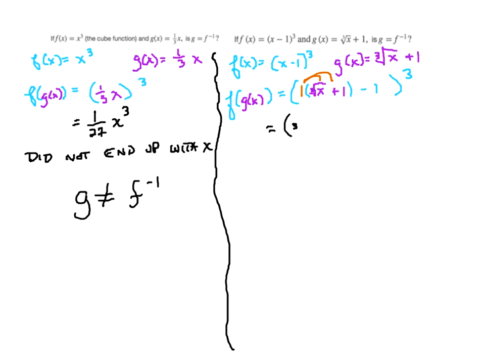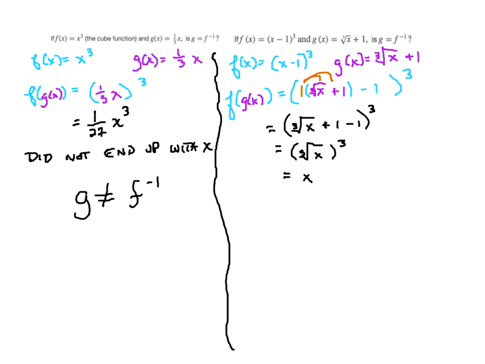And I'm left with the cube root of x plus 1 minus 1 cubed. The plus 1 minus 1 are opposites, so this is just the cube root of x cubed, and the cube root of x cubed is x.